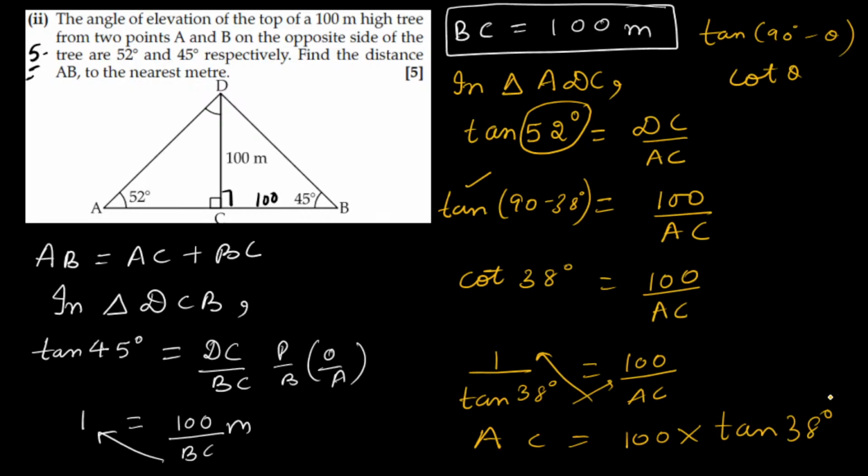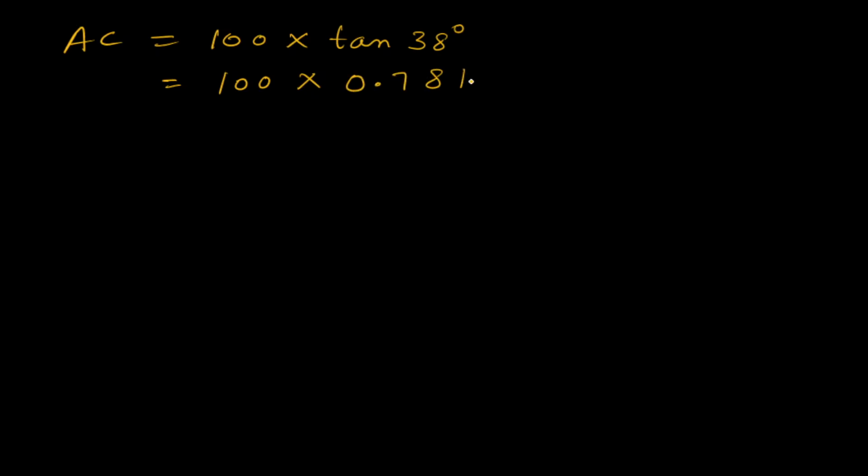So what's the value of tan 38? Full value you have to tell me up to 3 or 4 decimal places, whatever is given. So it is 100 into 0.7813. So we'll multiply it with 100 and we'll get 78.13. When we are multiplying with 100, two decimals will move towards the right side. In case of division, the decimal will move toward the left side. In case of multiplication, it will move toward the right side. So AC is equal to 78.13 meters.